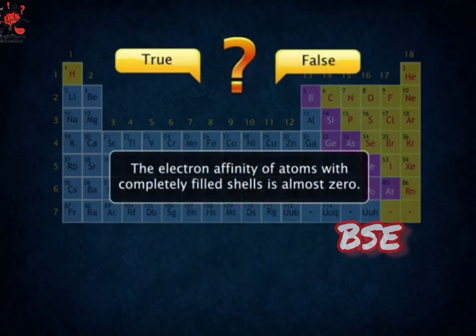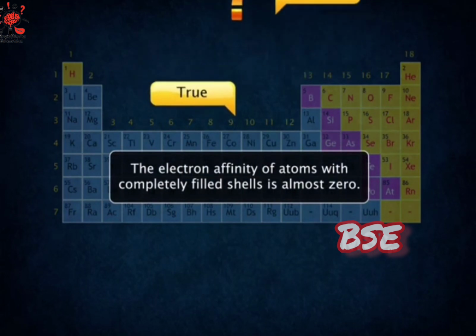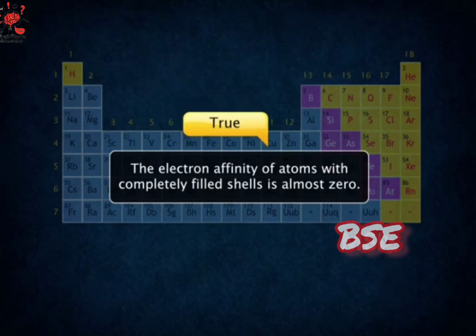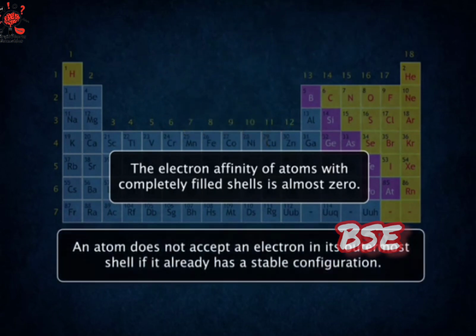The electron affinity of atoms with completely filled shells is almost zero. An atom does not accept an electron in its outermost shell if it already has a stable configuration.